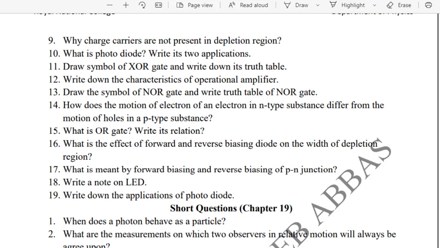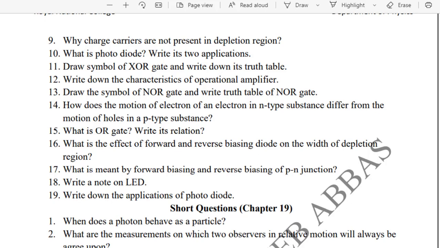11. Draw the symbol of XOR gate and write down its truth table. 12. Write down the characteristic of operational amplifier. 13. Draw the symbol of NOR gate and write the truth table of NOR gate. 14. How does the motion of electron in N-type substance differ from the motion of holes in P-type substance?